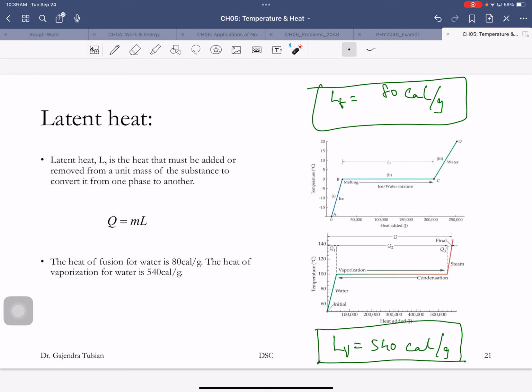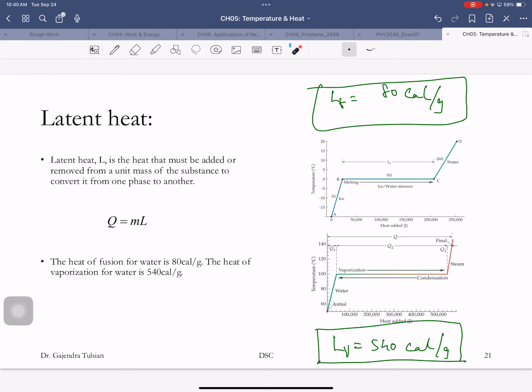Okay? So latent heat is denoted by L, is the heat that must be added to or removed from a unit mass of substance to convert it from one phase to another. So if you want to melt something, how much heat do you need to add? So if you want to melt m grams of ice, or m kg of ice, it's m times the latent heat. Okay. So the heat of fusion of water is 80 calories per gram. To melt 1 gram of ice, you need 80 calories of heat. Conversely, if you want to freeze 1 gram of water, you have to remove 80 calories of heat.